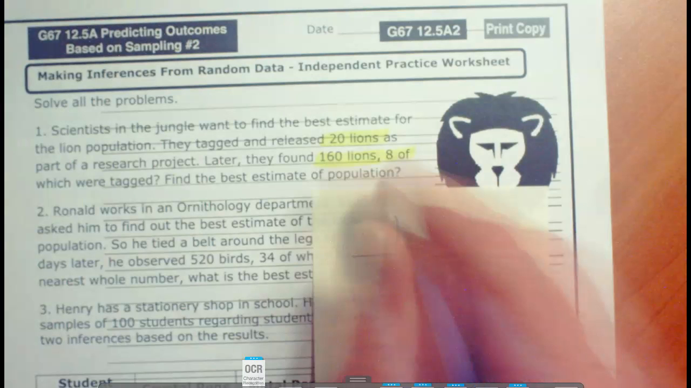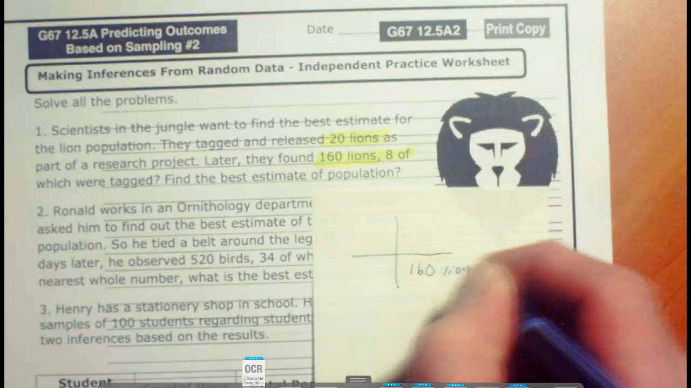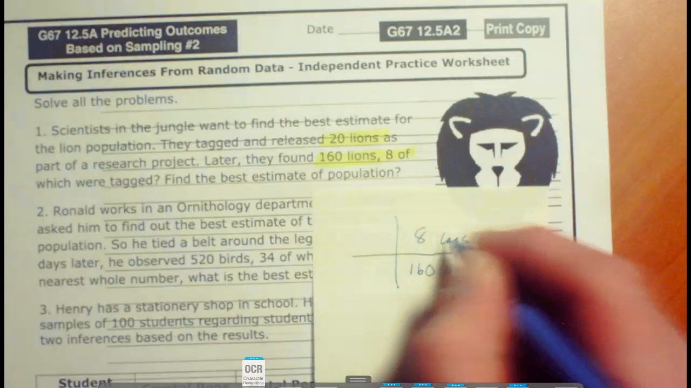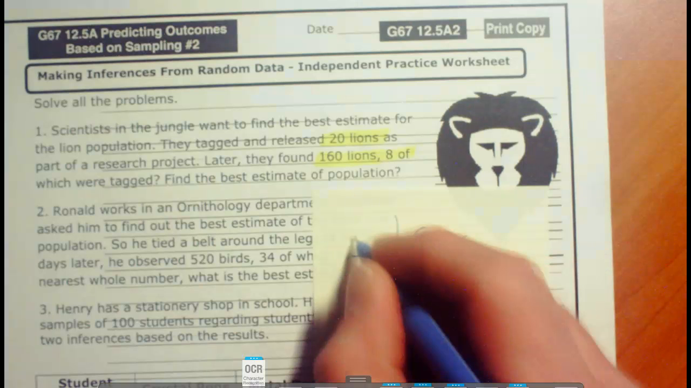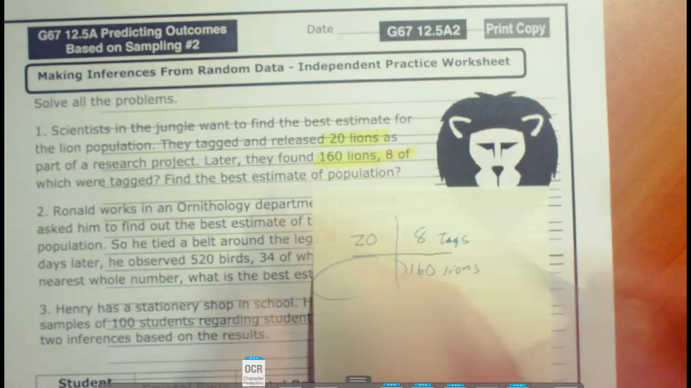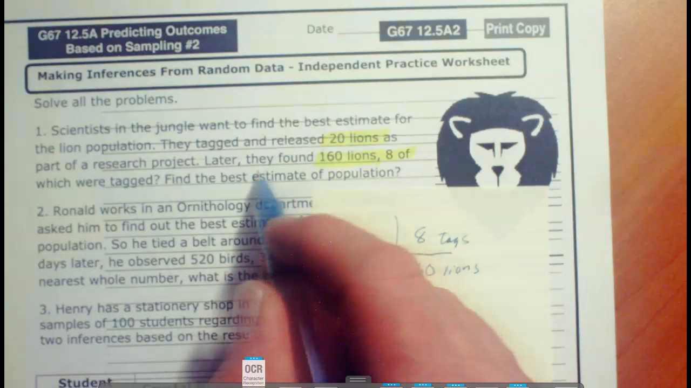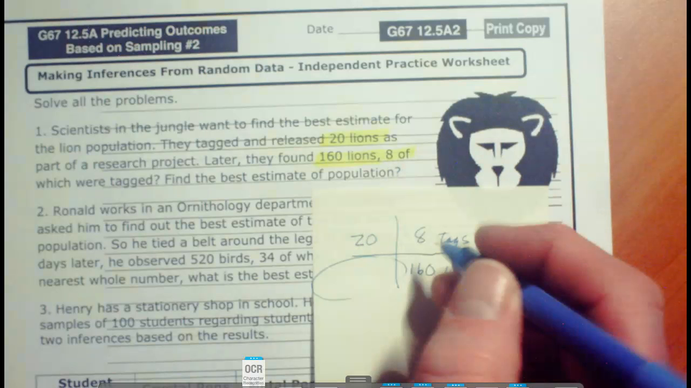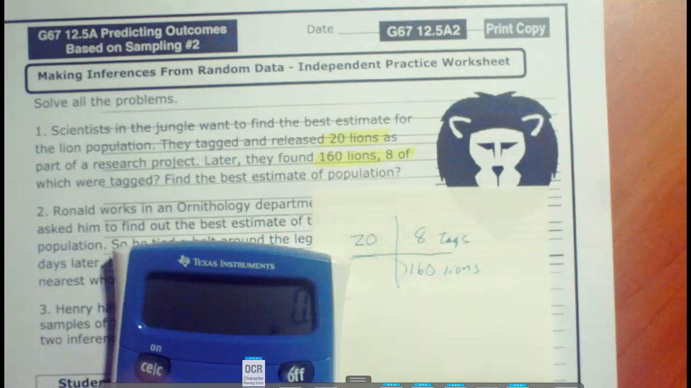So out of those 160 lions, 8 had tags. So that's going to be proportional to 20 lions out of the whole population because they tagged and released 20 of them. Later they found 160 and they had 8 that had tags. So this is going to be 8 out of 160 is going to be like 20 out of the entire population. So we will just pop that in.